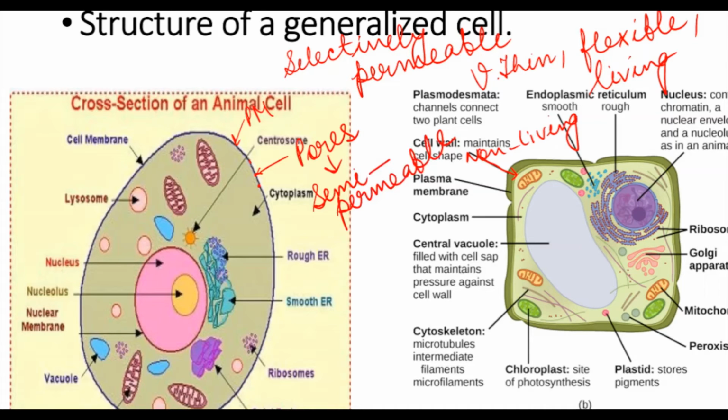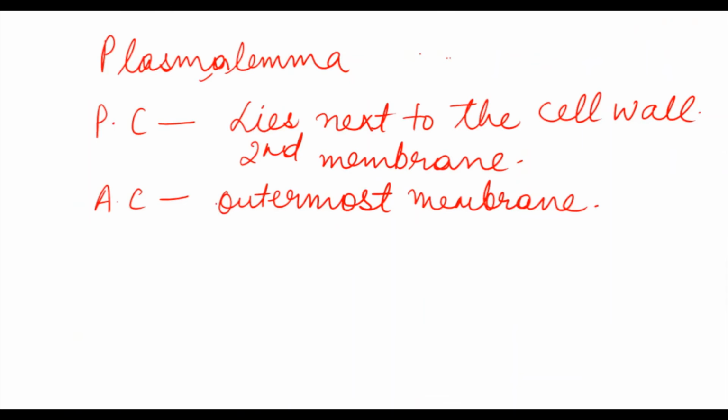Now, if I ask you what the plasma membrane is made up of, children, then the plasma membrane or plasma lemma is made up of lipoproteins. Lipoprotein means lipids and proteins. Let me just write it for you. Lipoproteins. Now let us understand the meaning of lipoproteins. So I am drawing one diagram, children, to show you exactly how the plasma membrane looks like.